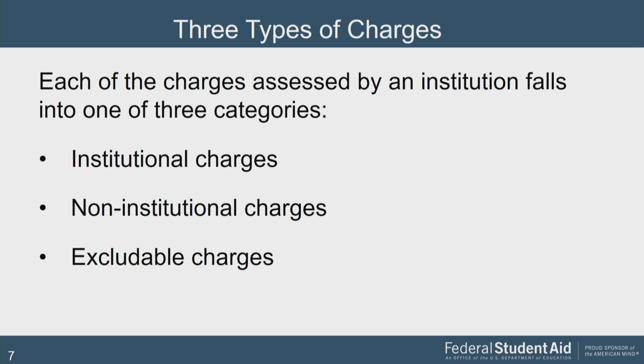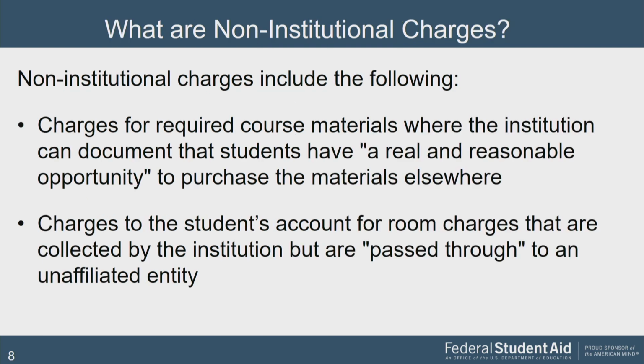So there's basically three types of institutional charges that we're going to talk about today. I've already talked about general rules for institutional charges, but there are also non-institutional charges. There's a bunch of categories of charges that the department treats as non-institutional. And there are also a very small number of charges which we consider to be institutional, but which you can exclude from the RT4 calculation. And we'll talk about those in a second as well.